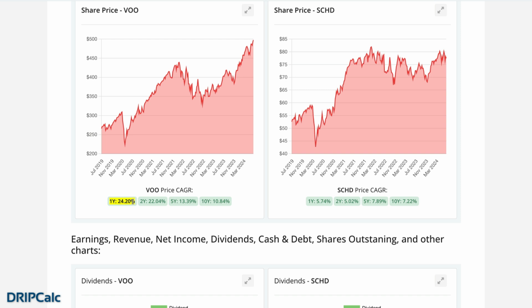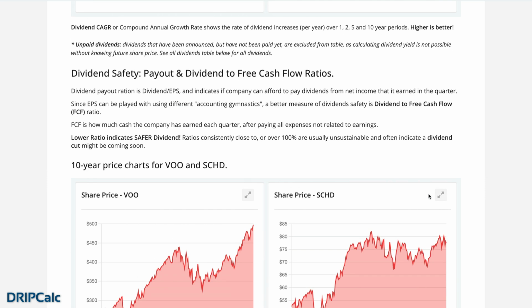The share price CAGR is 24% in the last year and 11% in the past 10 years. That's CAGR, which means compound annual growth rate. So 10.84% per year. That's the average growth rate over the last 10 years. And for SCHD, it only grew by 7.22%. And in the last year, you can see it's 24% versus 5 3/4.